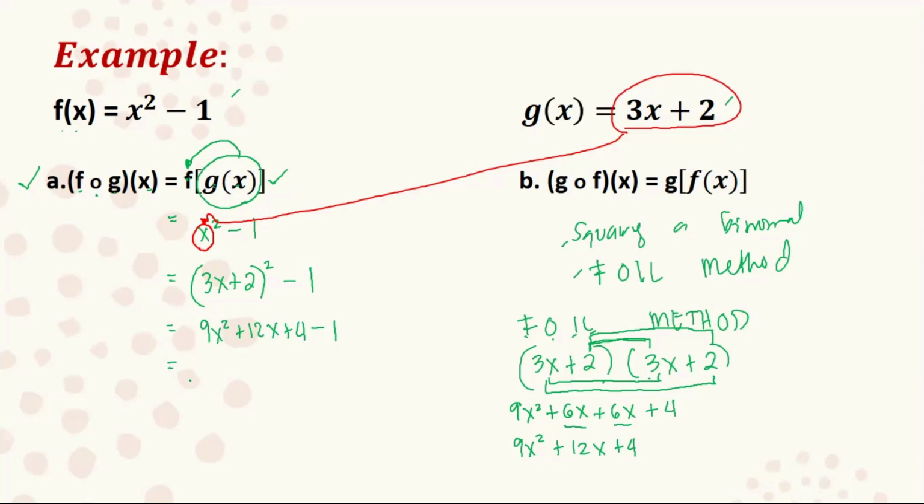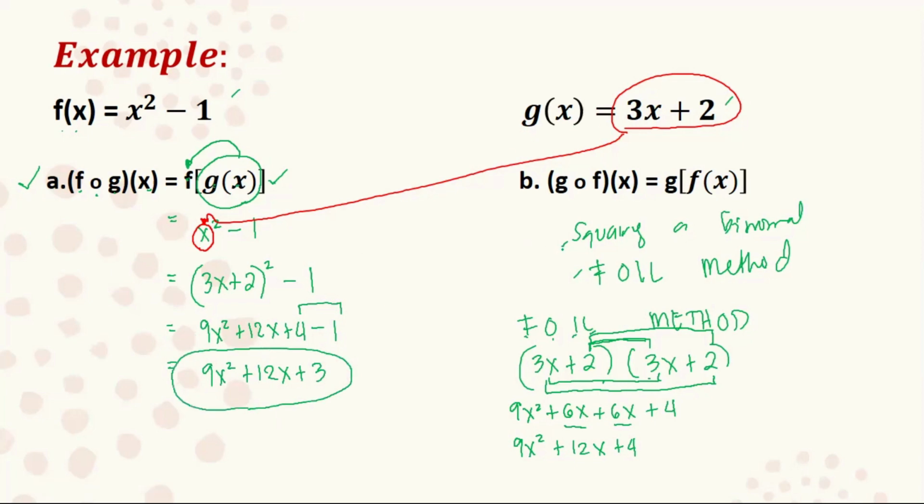Then again, combine like terms. We copy 9x squared plus 12x. Combine these two constant terms. 4 minus 1, we get positive 3. So this is now the answer.